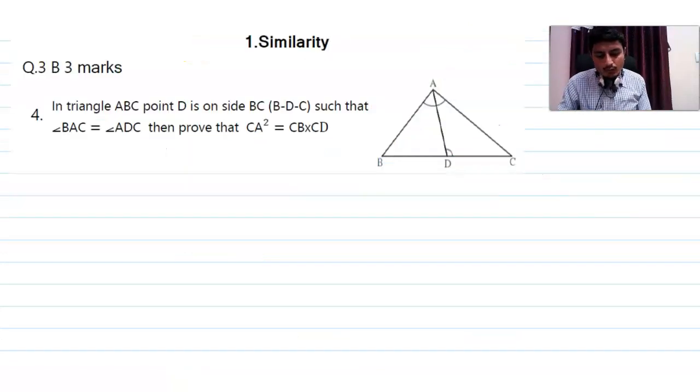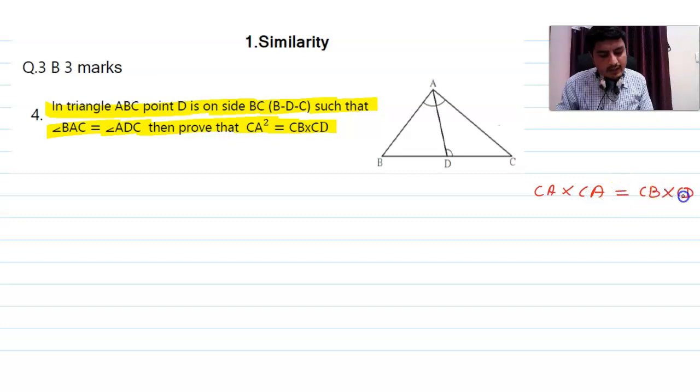Now look at the fourth question. In triangle ABC, point D is on side BC. B, D, C are collinear points such that angle BAC is equal to angle ADC. Then prove that CA square is equal to CB into CD. Now, CA square we can write as CA into CA, while CB into CD stays as it is.